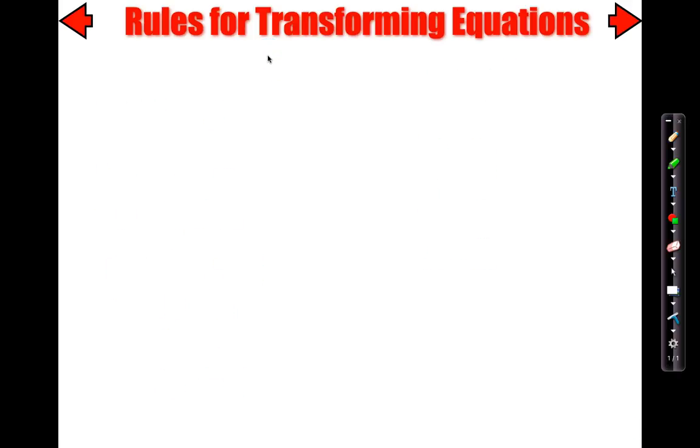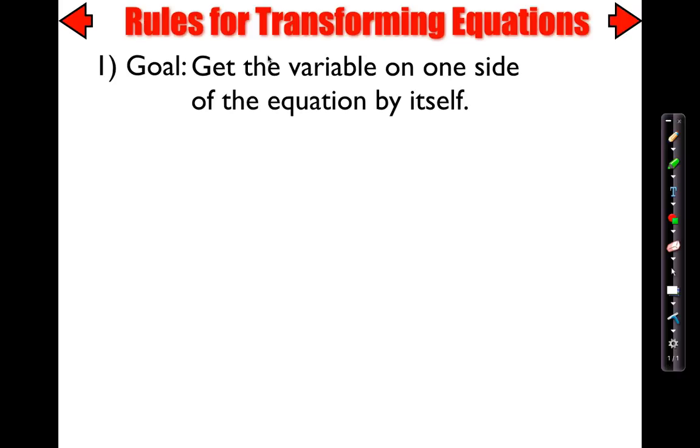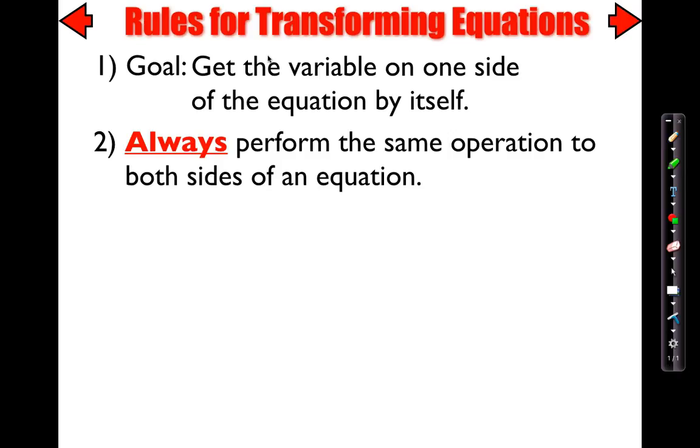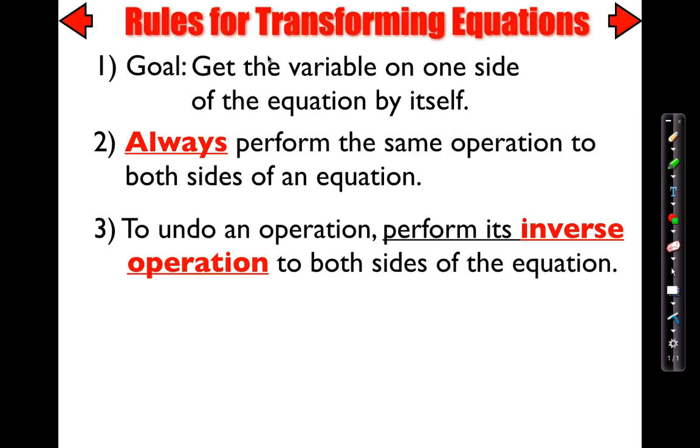Okay, so let's recall the different rules for transforming equations. Number 1, our goal is to always get the variable on one side of the equation by itself, and you're going to hear me say it a lot. You want to isolate the variable. Number 2, whatever you do to one side, you must do to the other to keep your equation balanced. Number 3, to undo the operation, you have to perform its inverse operation, which is basically the opposite.